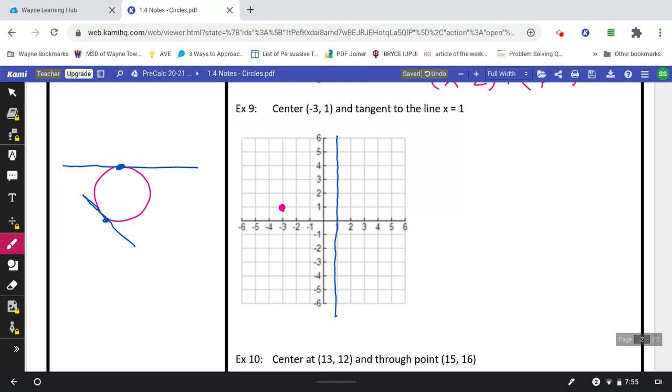And we're going to need to make our circle. And remember, the pink dot is the center of our circle. We're going to need to make that circle large enough so that it barely touches the line right there. So if I think about it, that's the radius. So that's 1, 2, 3, 4. So I can go up 4, I can go over 4, down 4, and there's the circle.